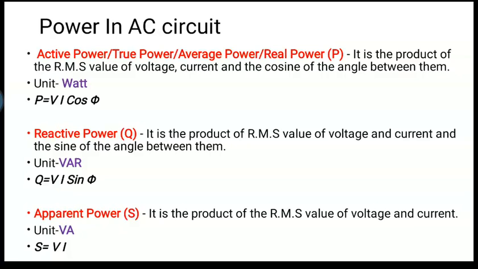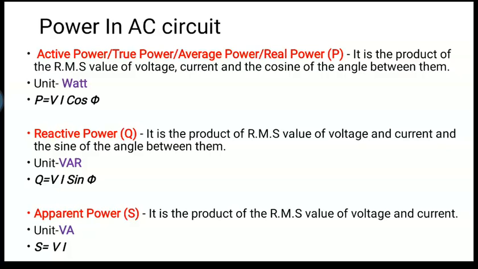So the first power is nothing but active power, which is also known as true power or average power or real power. It has many names, so just don't get confused. The most common name is active power. In numericals sometimes they ask to find average power also.